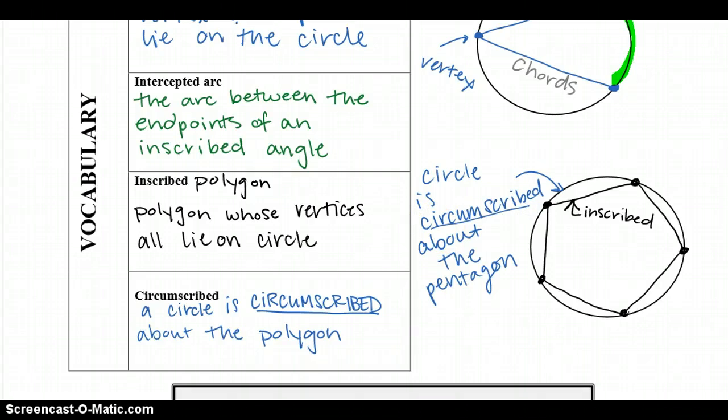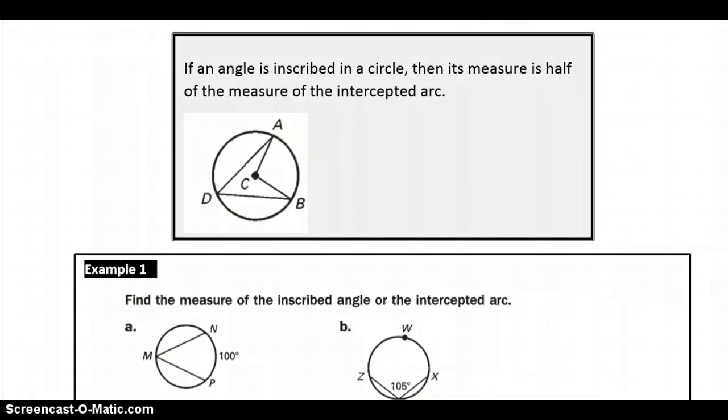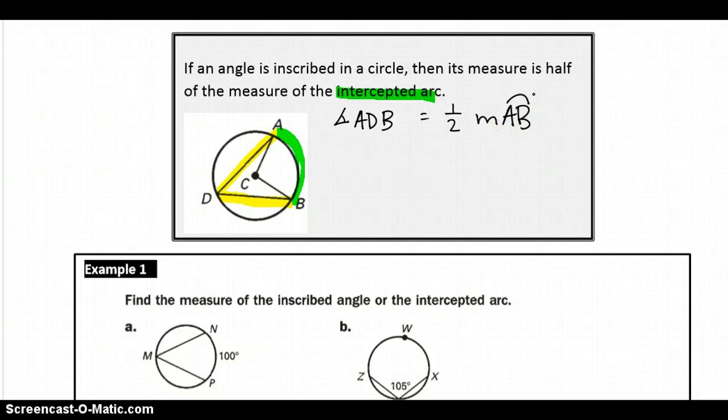Alrighty, now that we have our definitions, we have three rules we're going to learn today. The first rule has to do with an inscribed angle. So the rule says if an angle is inscribed in a circle, then its measure is half the measure of the intercepted arc. So if we're looking at this inscribed angle here, that is angle ADB, we know that that has to be equal to half the measure of the intercepted arc. So let's call the intercepted arc the arc AB. So it's half the measure of the arc AB.